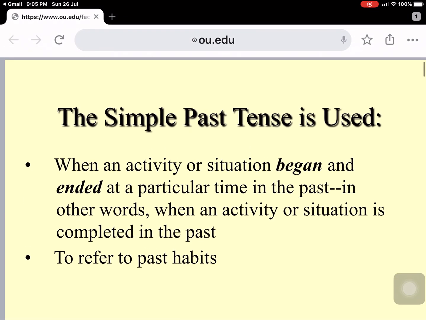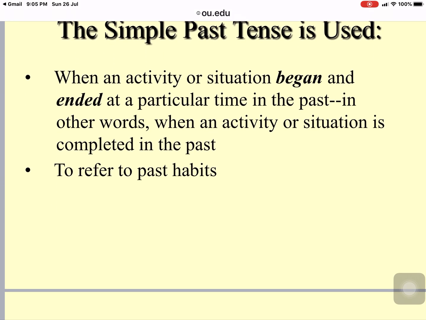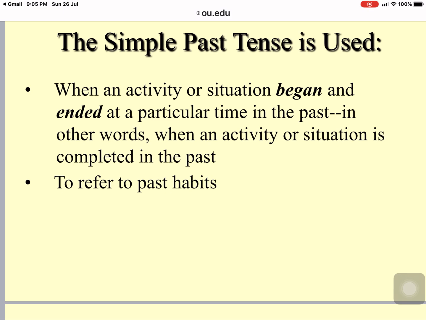And in simple past tense we use V2 form of verb, and in simple present tense we use V1 including S or ES form of verb.